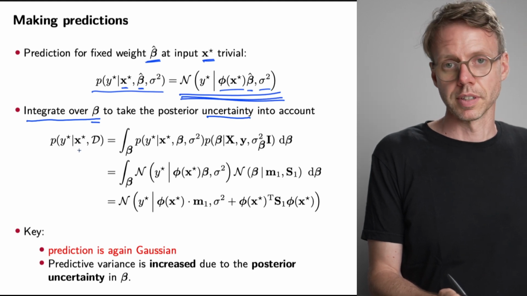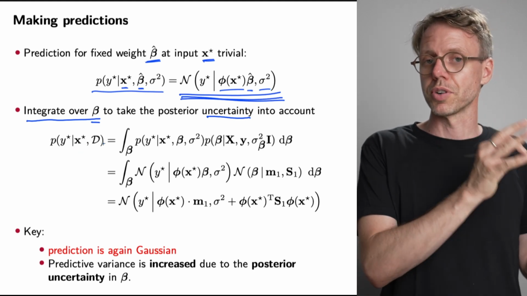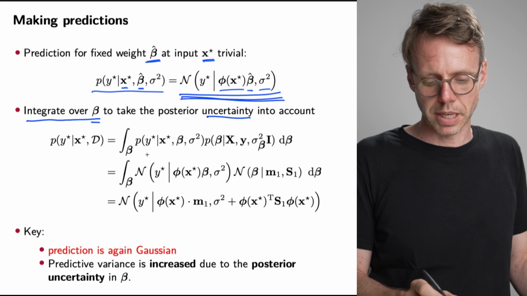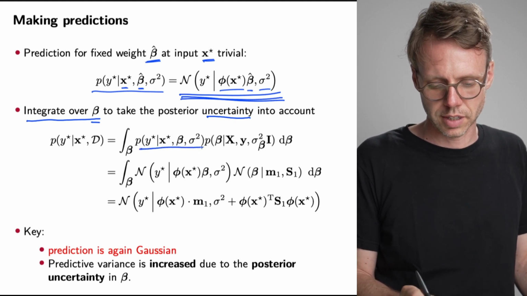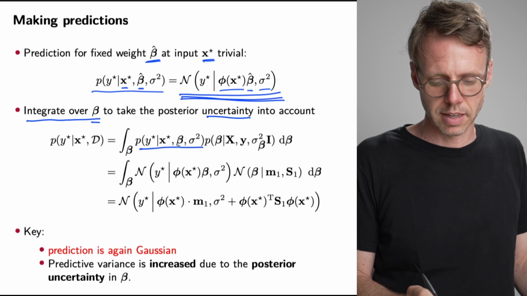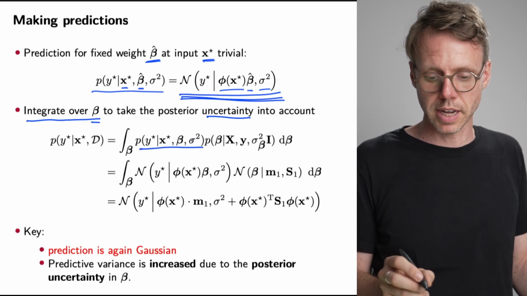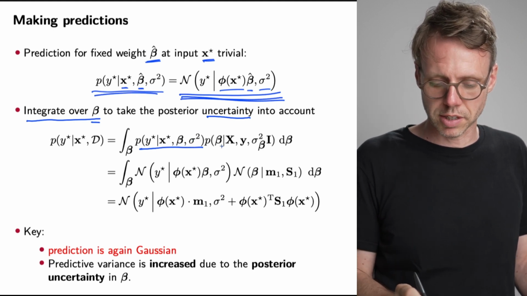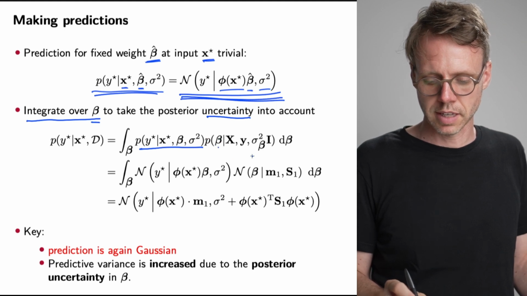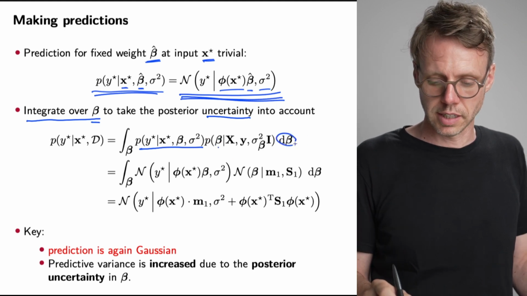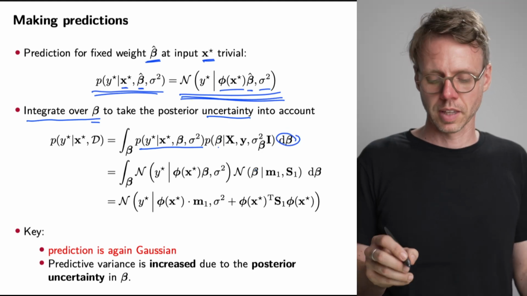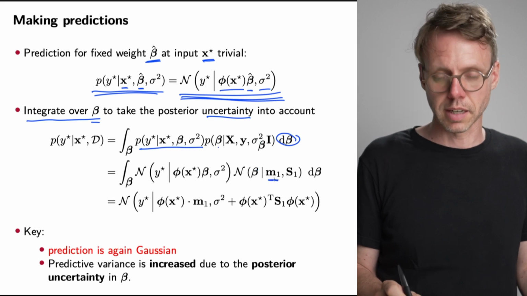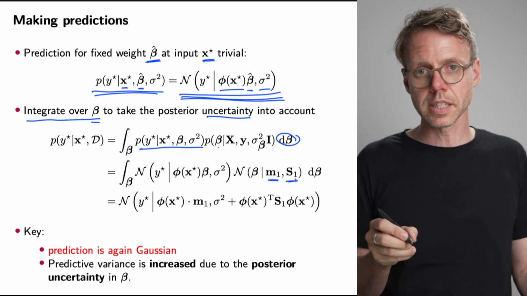So the probability of y star given x star, its input, and our training data is given by the integral over beta of p of y star given x star, beta and sigma squared, so this is the same as above here, times the posterior distribution over beta, d beta. So we're taking the integral over beta. Now this posterior distribution, we said, is a multivariate normal distribution that has a posterior mean and a posterior covariance matrix.